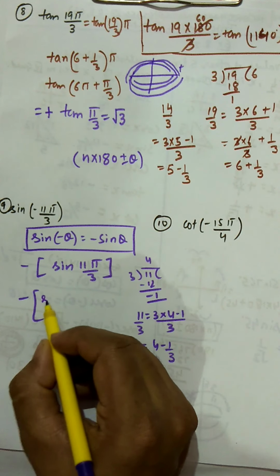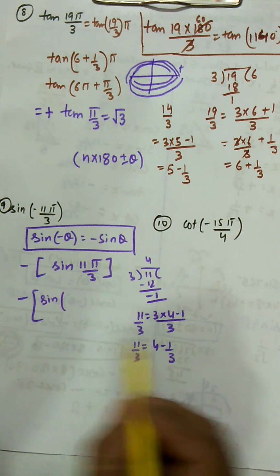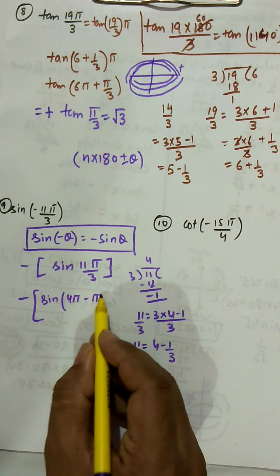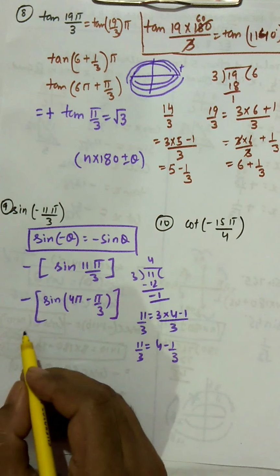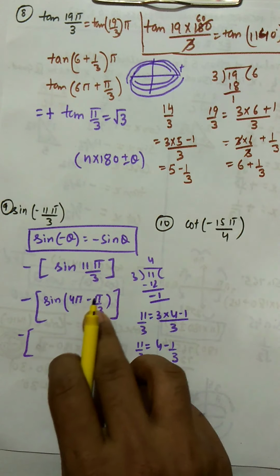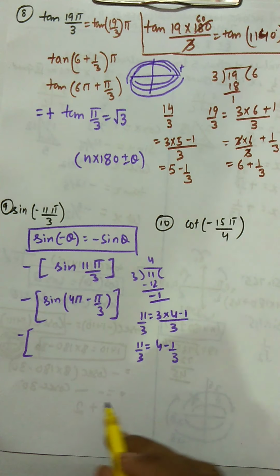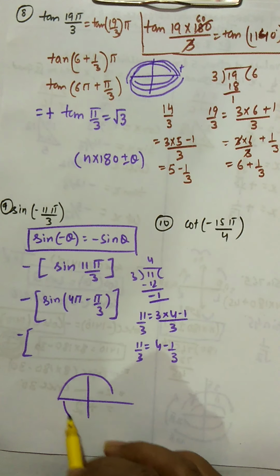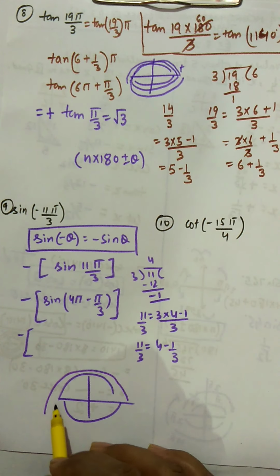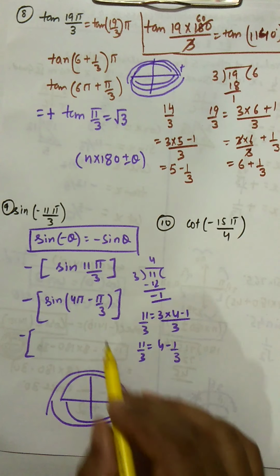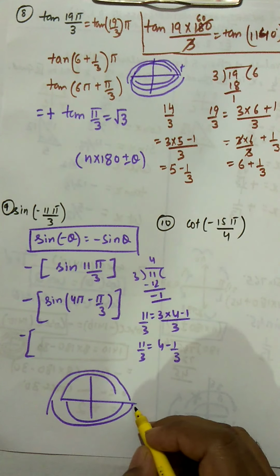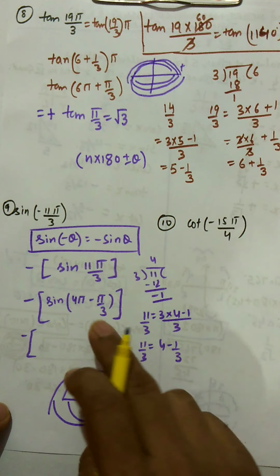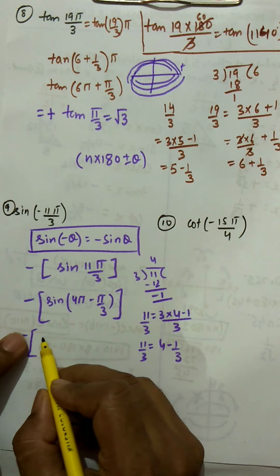So we can write that as sine 11 pi by 3, you have seen that it can be written as 4 pi minus pi by 3. So this minus is there. Now you have to see in which quadrant you are falling. So you see 1 pi means here you are, 2 pi here, then 3 pi here, then 4 pi here, and 4 pi minus something is there. So it means you are reaching the fourth quadrant. So according to the fourth quadrant, the sign is negative.